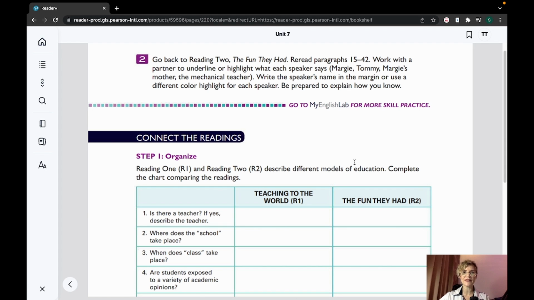So when we meet, we can discuss this together, okay? So underline or highlight what each speaker says and put the name in the margin. You can pause your video. Go ahead.